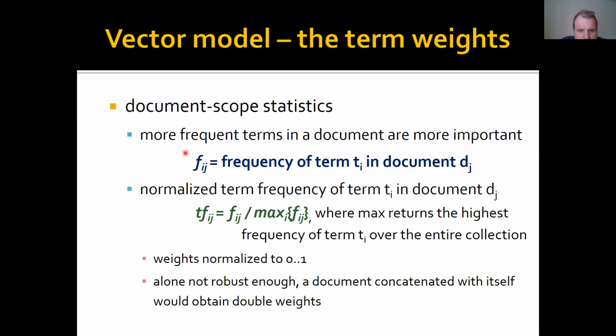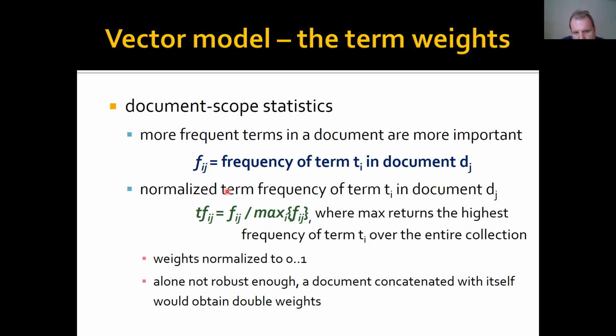So the basic thing we have is the frequency of a term ti in some document dj, and this is the value we have. This is the feature of the bag of words. We have these frequencies, and we get them from the parsing process. So we have Fij for every i and j.